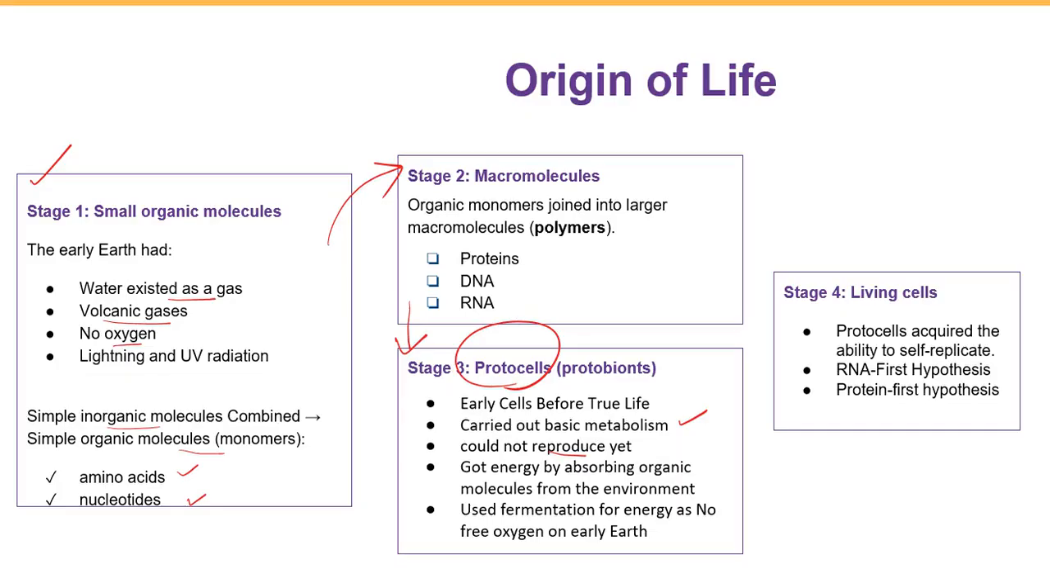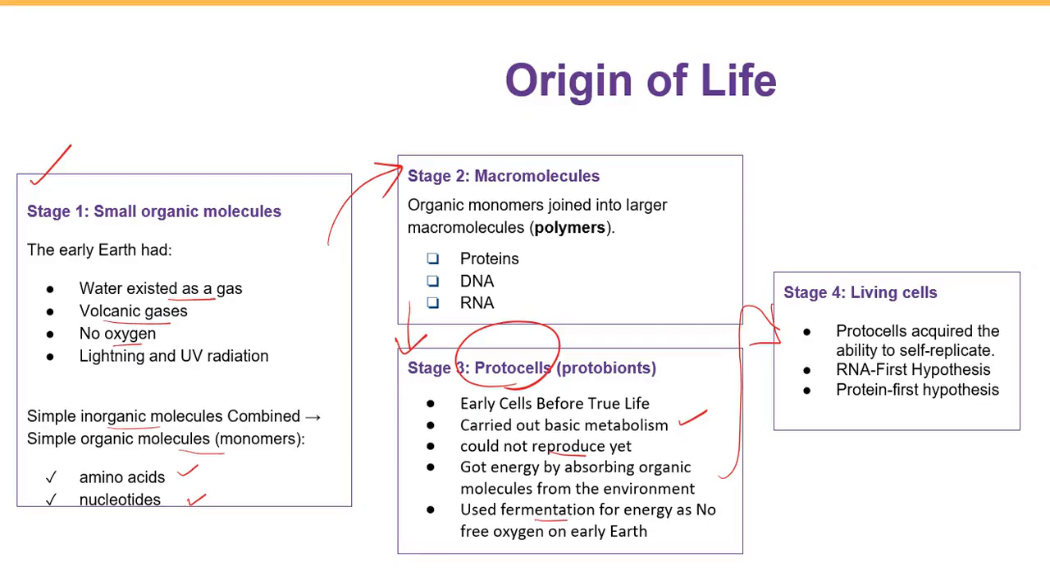They could not make their own food, so they absorbed organic molecules from their environment to get energy, and because there was no oxygen on early Earth, they made energy through fermentation. Actually, protocells were the stepping stone between chemistry and real living cells. Eventually protocells gained the ability to replicate, and this marks the formation of the first true living cells.